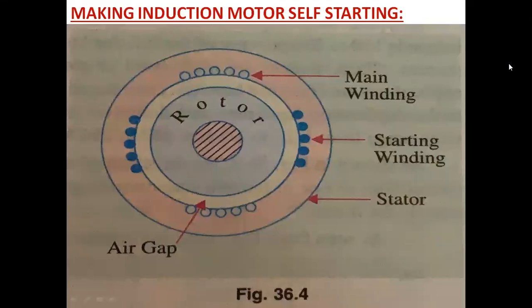Okay, so already we are having one winding that is called the main winding or running winding. This is the starting winding and this is the main winding or running winding. Listen to the point carefully, this is very important. The two windings, main winding and starting winding, are electrically apart and are connected in parallel across the single phase supply.